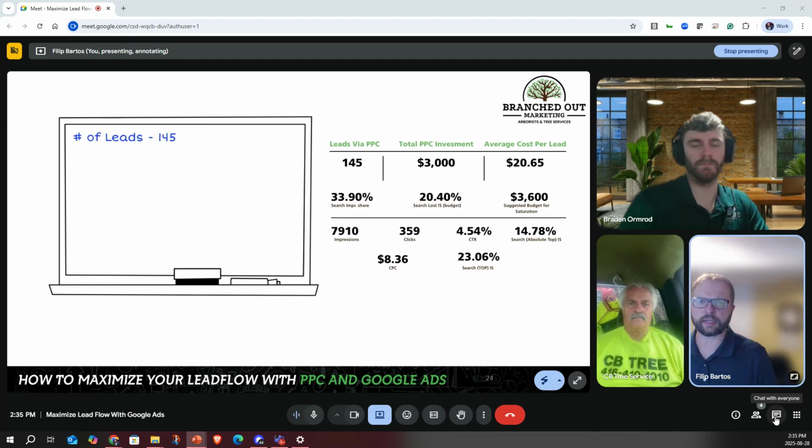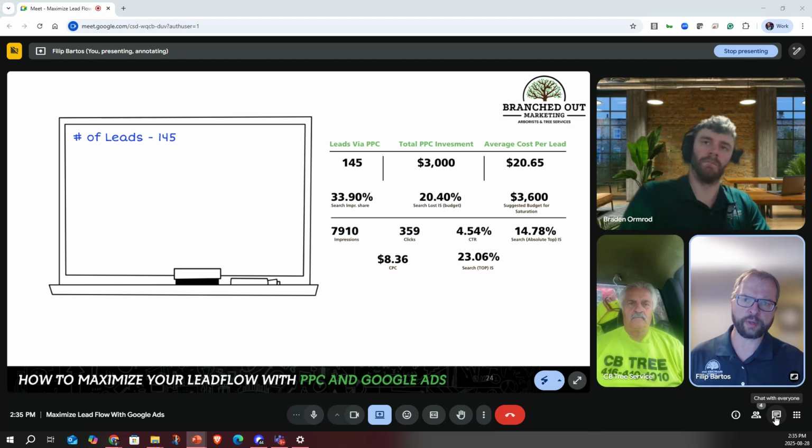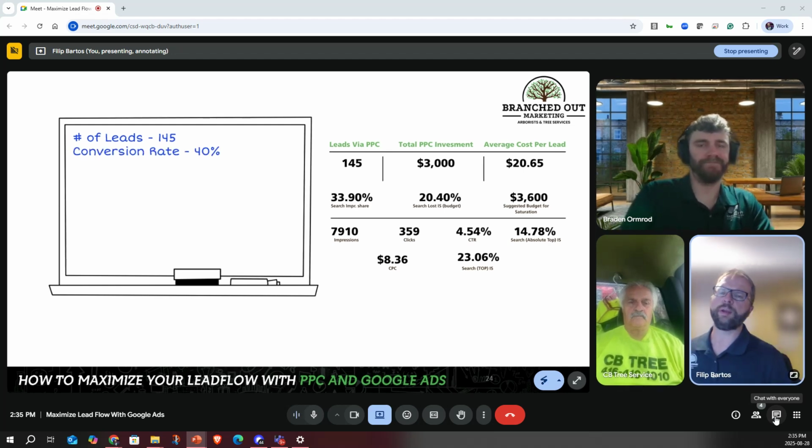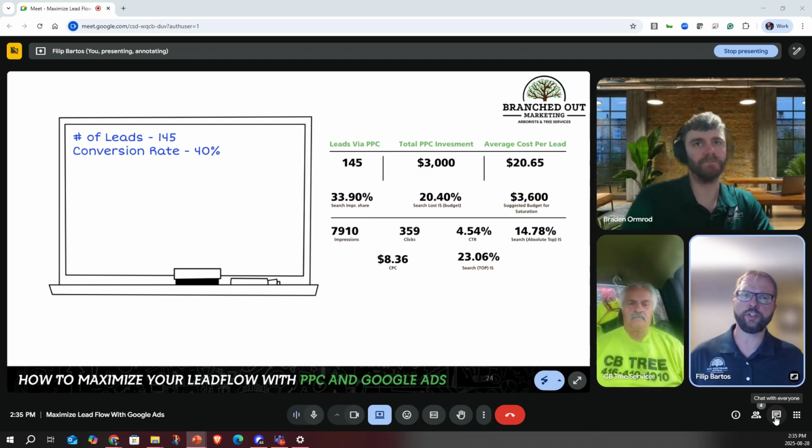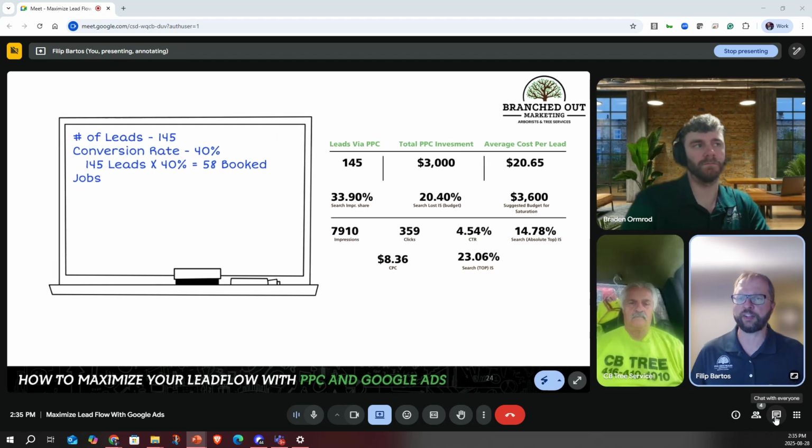If we take a look at this particular instance, we have the number of leads that are coming in at 145. If we make an assumption, and we typically talk to our clients about how many of the leads that you go out and put a proposal together for, how many are you converting? If you're having a 40% conversion rate for that, we can assume that you're going to book 58 jobs out of that.